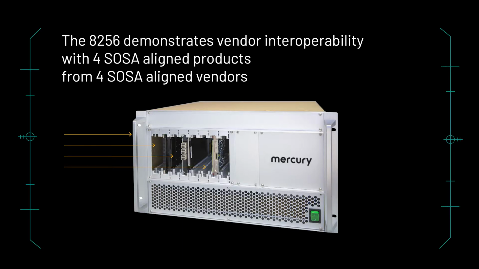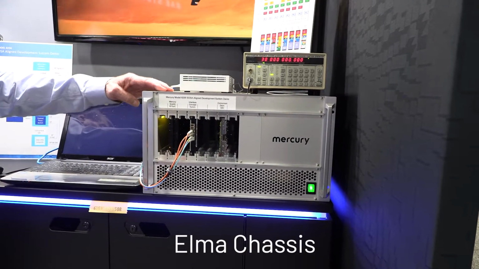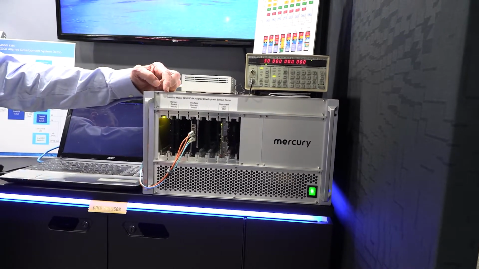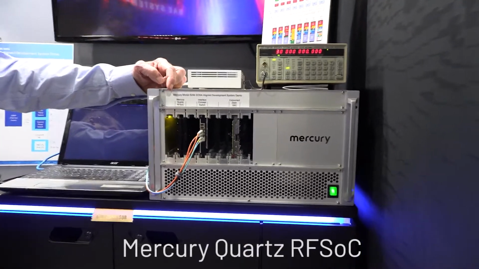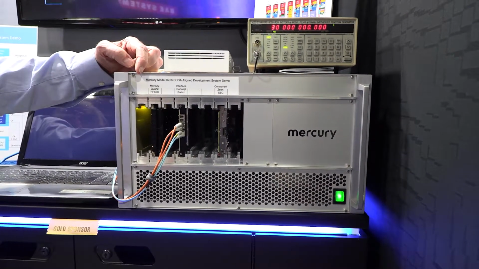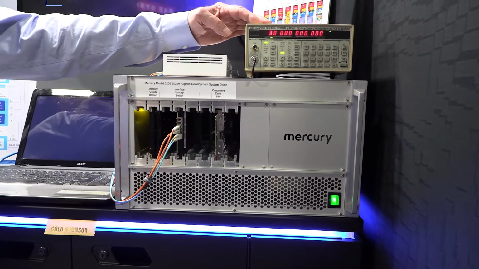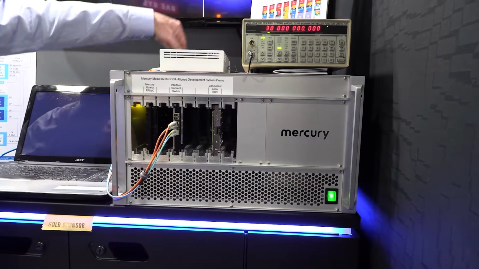The first is an ELMA chassis that's a 3U 8-slot backplane chassis. In the first slot, we have a Mercury RF-SOC model 5550 that acquires digital samples coming from a signal generator that's being connected through the backplane.